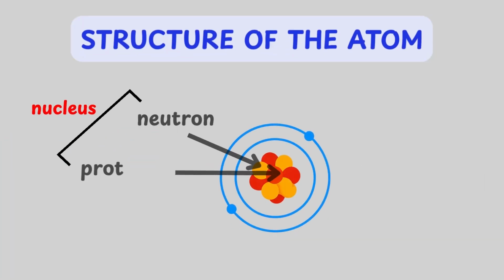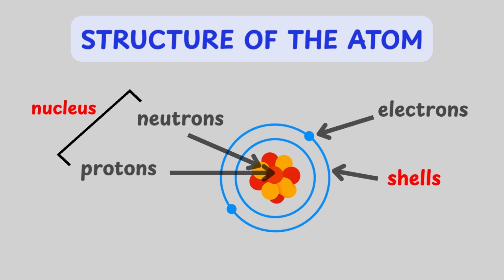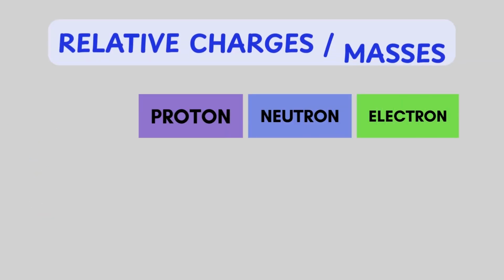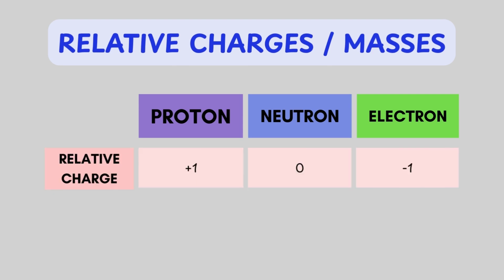Structure of the atom. Protons and neutrons are arranged in the center of the atom, forming the nucleus. Electrons orbit the nucleus in shells. These are the relative charges and masses of a proton, neutron, and electron. The relative charge of a proton is positive 1, neutron is 0, and electron is negative 1.